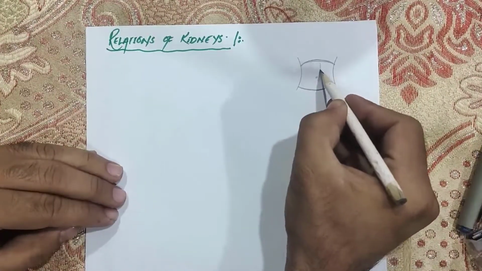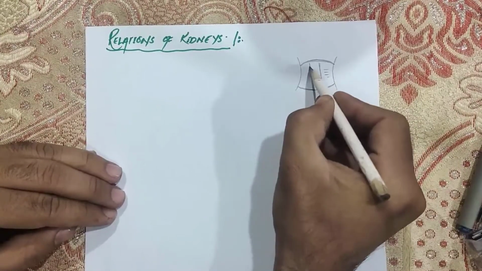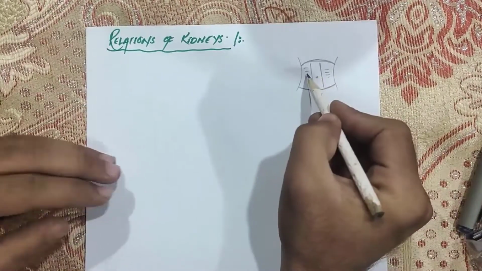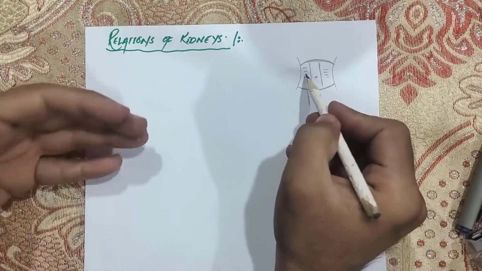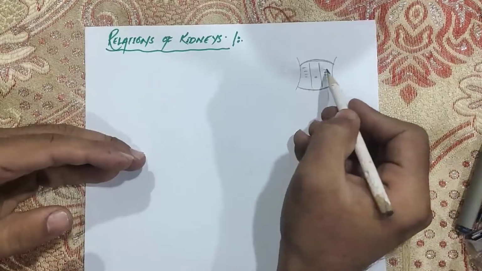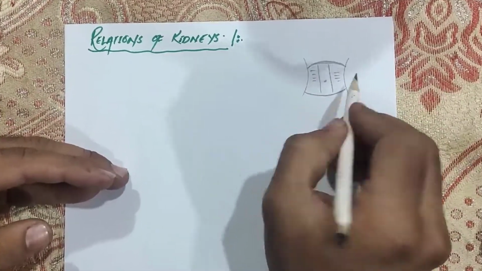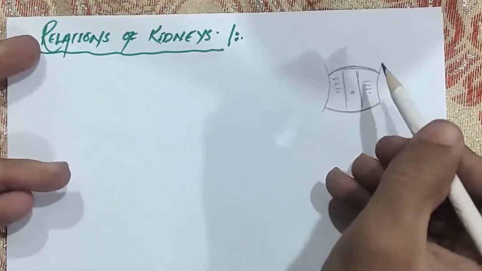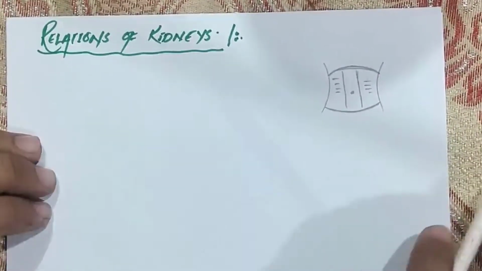For example, on the left side of the abdominal cavity there are other organs present, and on the right side there will be other organs present. So there are some organs in relation to the kidneys which are different, but there are some structures which are common to both. For example, if there is a suprarenal gland on the right side, there is a suprarenal gland on the left side. Clear, friends? Okay, so let us see the common features.